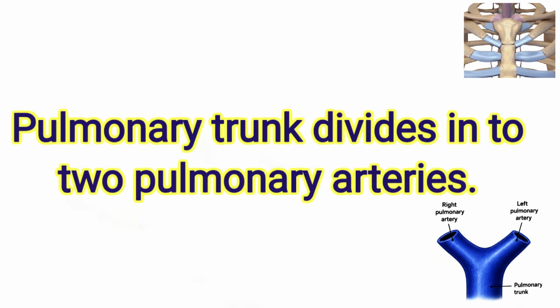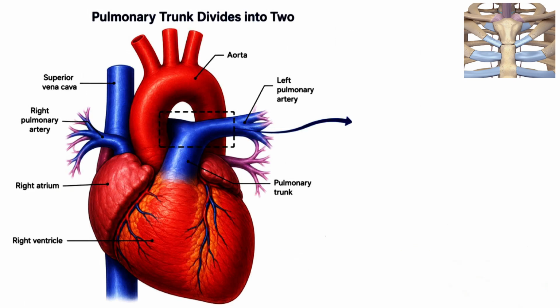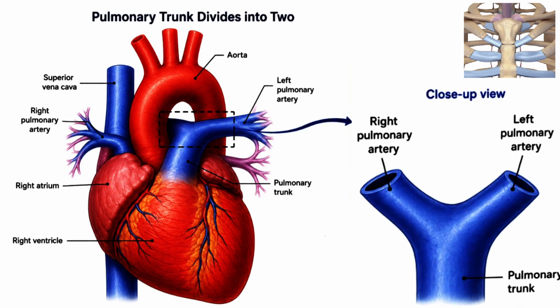Pulmonary trunk divides into two pulmonary arteries. Okay, pulmonary trunk means what? It's a big blood vessel carrying blood from heart to lungs. At this level, it splits into right pulmonary artery and left pulmonary artery, like a road dividing into two roads. So, pulmonary trunk divides into two pulmonary arteries.